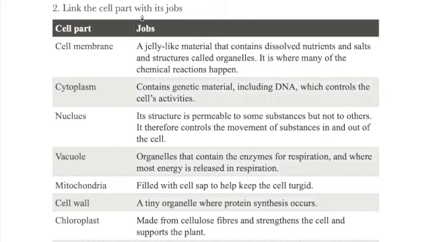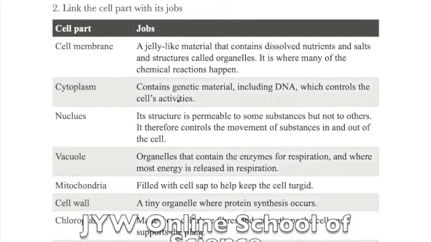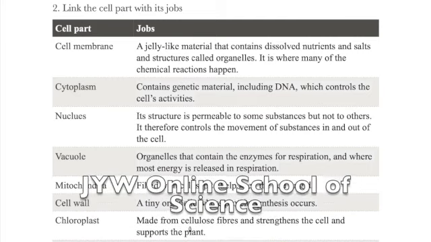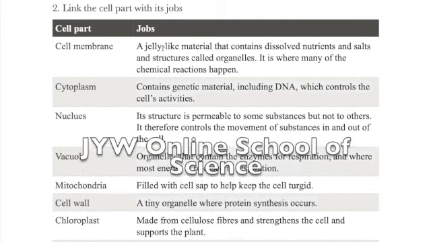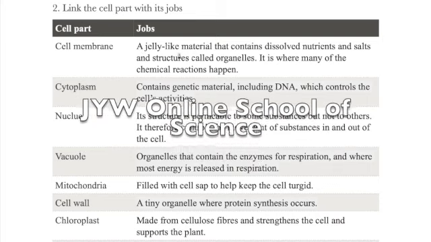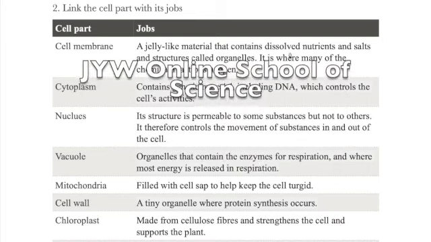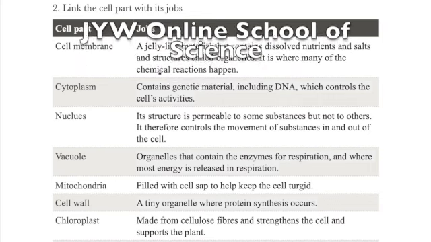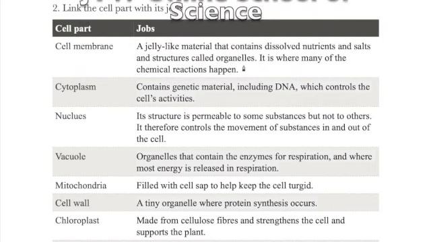Link the cell parts with its jobs. So here you got the cell parts. Here are the jobs. Now let's link them up. First one says here, a jelly-like material that contains dissolved nutrients and salts and structures called organelles. It is where many of the chemical reaction happens. Now this has to be cytoplasm. Cytoplasm is a jelly-like material, and there are lots of chemical reactions takes place here.